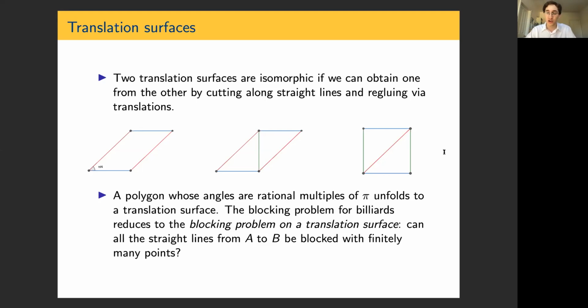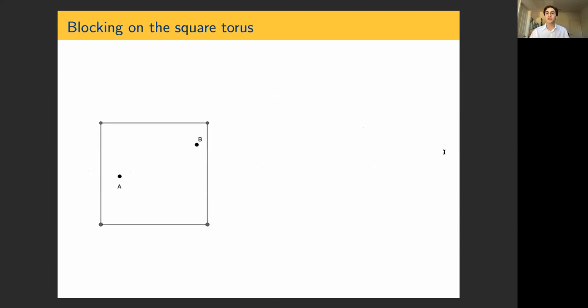Now, let's go back to our original motivation for translation surfaces, which was that if we had a polygon, we wanted to unfold it. In general, a polygon, all of whose angles are rational multiples of pi, unfolds to a translation surface. It's important that they be rational multiples because otherwise the unfolding won't terminate. The blocking problem for billiards then reduces to the blocking problem on a translation surface. We ask, can all the straight lines from A to B on the translation surface be blocked with finitely many points? Well, let's first look at an example where there is some kind of blocking.